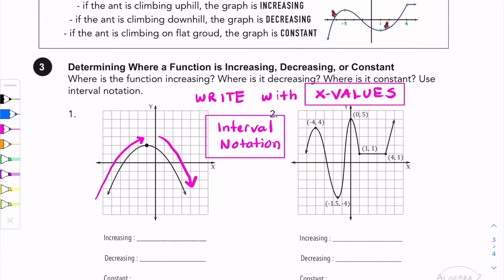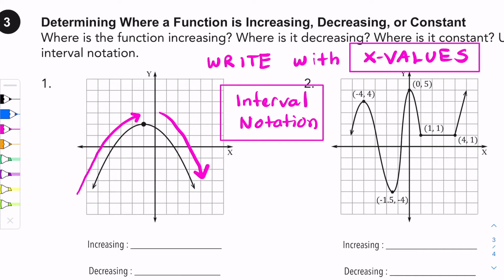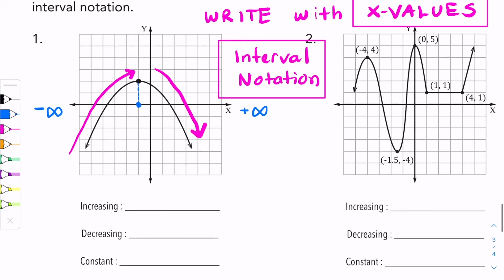All right, looking at the first graph. If we're looking at x values only, that means we need to take the x value of this coordinate, which is at -1. I always label my graph because we start on the left, meaning we start at -infinity, and we end on the right, meaning we end at +infinity. These two values always exist.